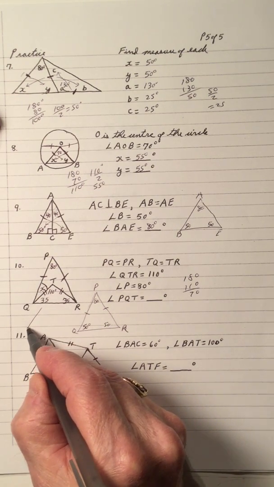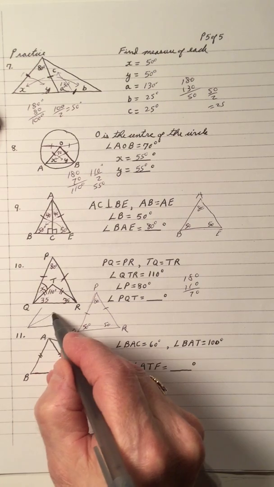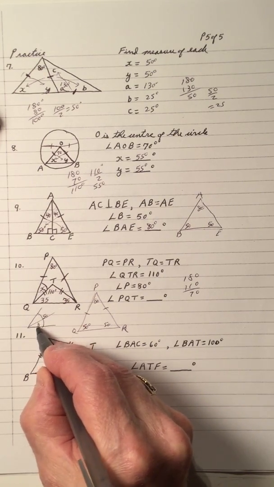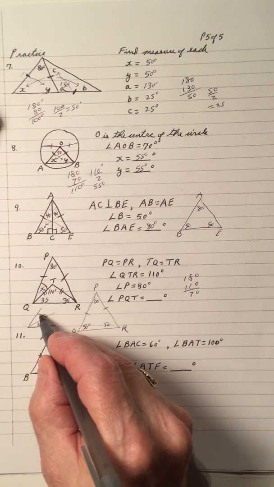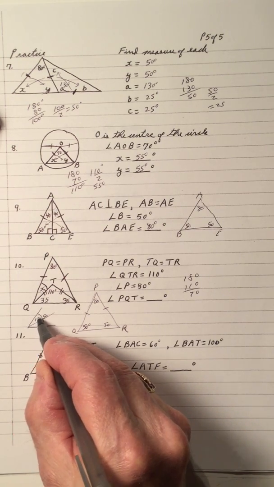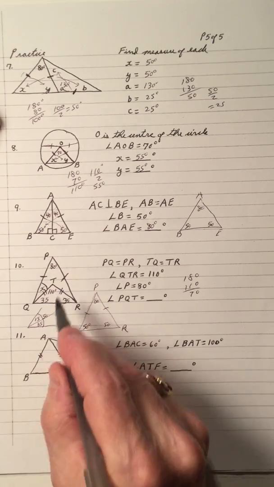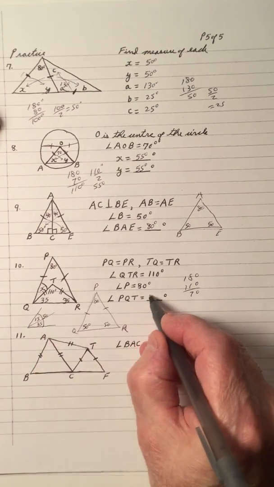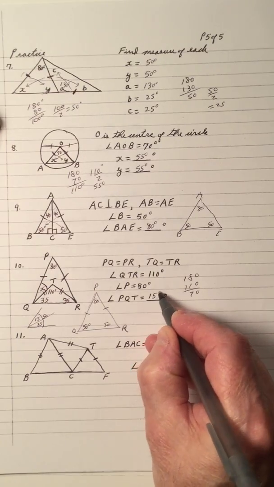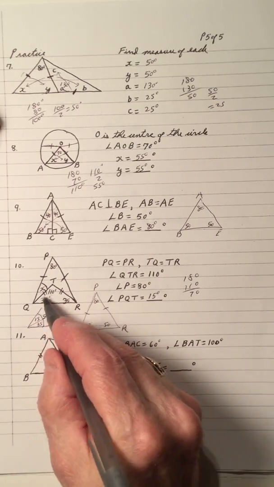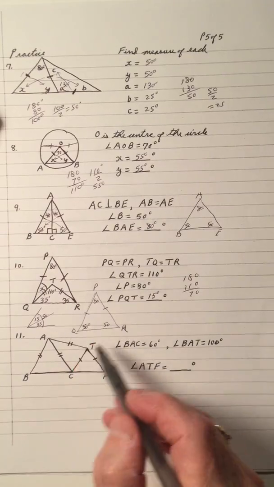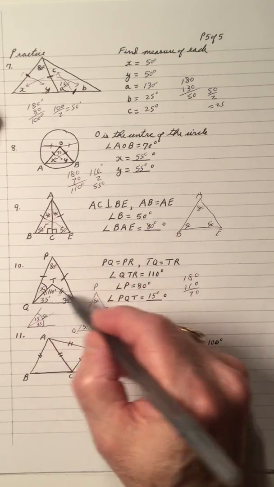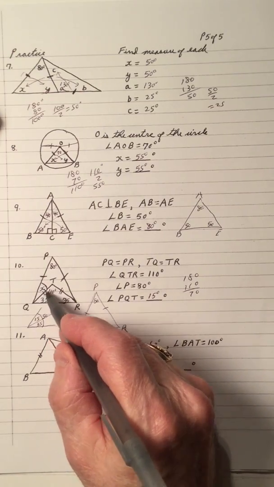If this is 50 and this is 35, then this must be 15. So PQT is 15 degrees, because 15 and 35 make 50. I had to use the small triangle right here, which is isosceles, and the large one, and then I had to subtract these two angles.